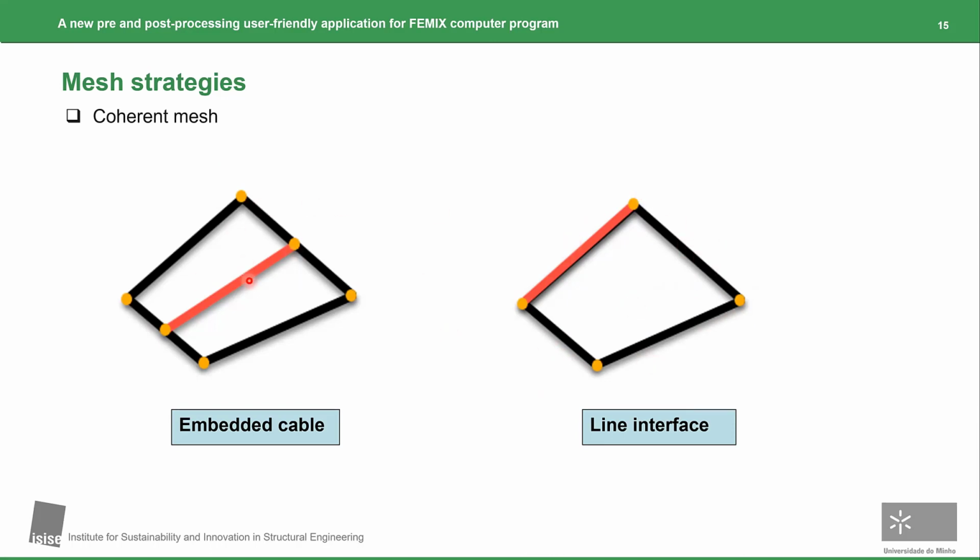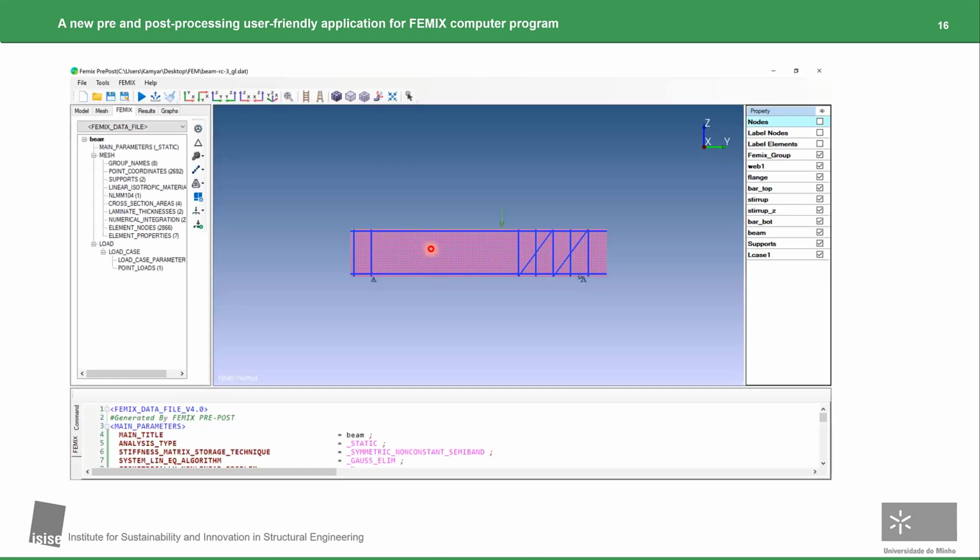However, these two types of mesh strategies will be considered by the newly developed application. They will be generated automatically. This is the interface of the new pre and post processing application for the FEMIX program. It consists of different parts. This is the main window, which could be used for representing the results, viewing the model and different visualization.